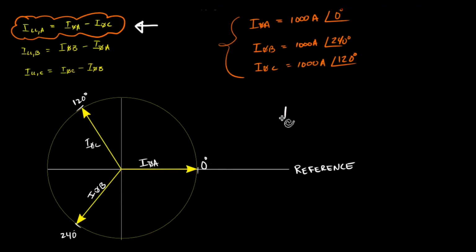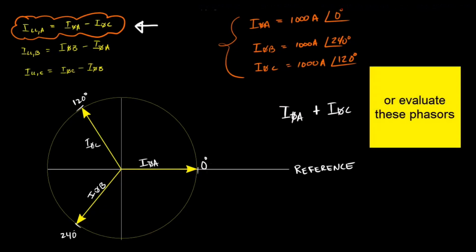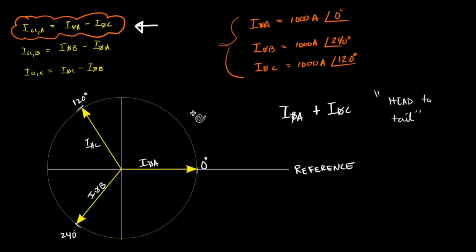Now, if we were to perform phase A current plus phase C current, we would do this through what we call a head-to-tail method. How that works is very simple. We pick up phase C current and add it to the head of phase A current. The resultant vector starts from the origin and goes towards the head of phase C current. This resultant vector equals phase A current plus phase C current. However, this is not what we want. What we want is phase A current minus phase C current. So let's put phase C current back to where it was.